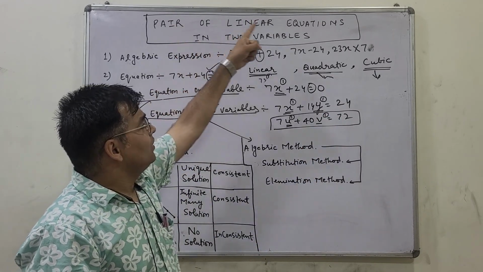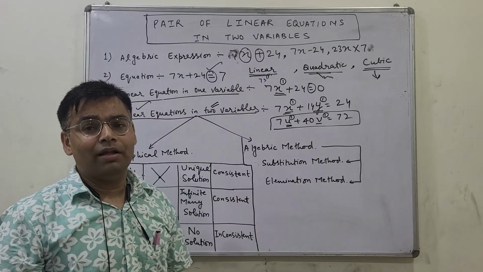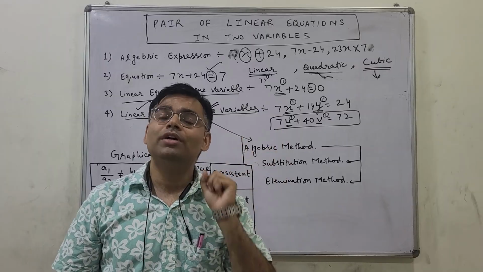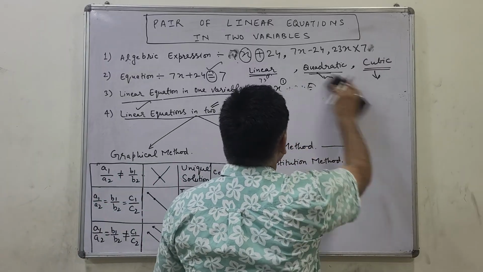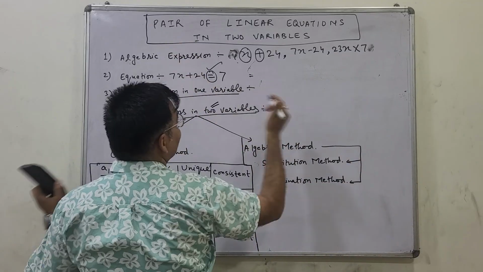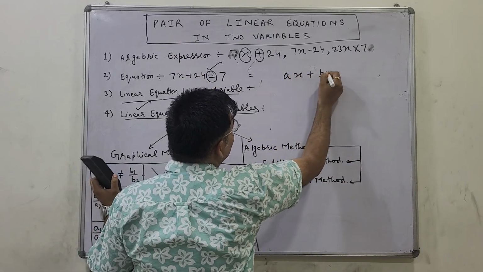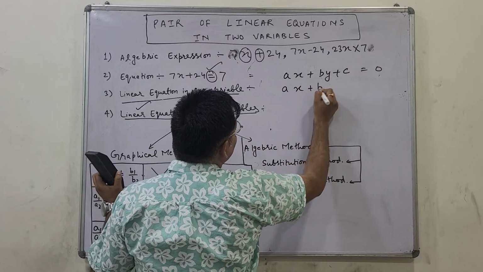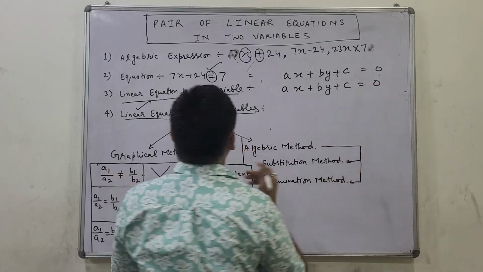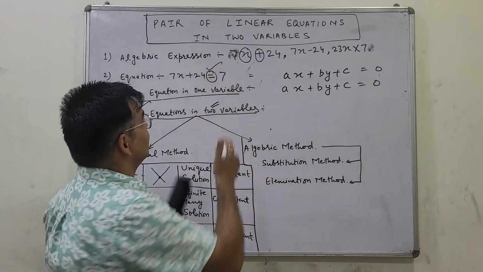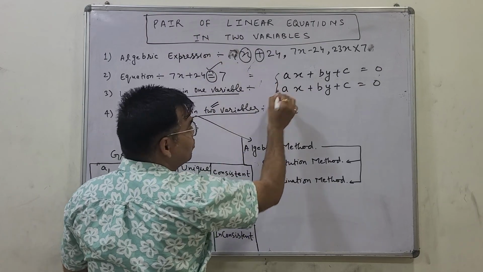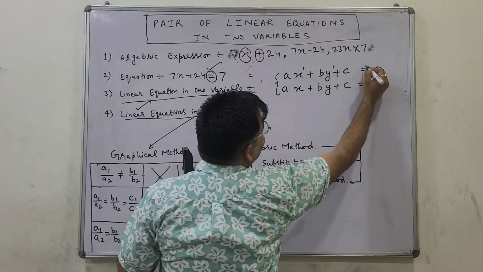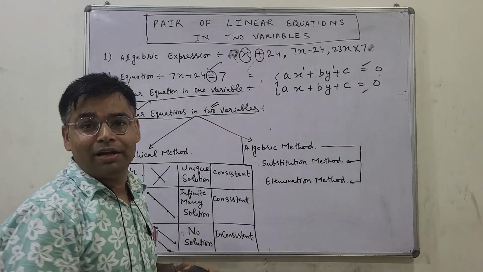So pair of linear equations in two variables. Now move to the name of the chapter, the topic which we are going to discuss. As the name shows, pair: ax plus by plus c is equal to 0. ax plus by plus c is equal to 0. These are our two equations. Pair means 2. Linear means highest power 1. Equations means there is an equal to sign. Yes, they have an equal to sign in both equations.